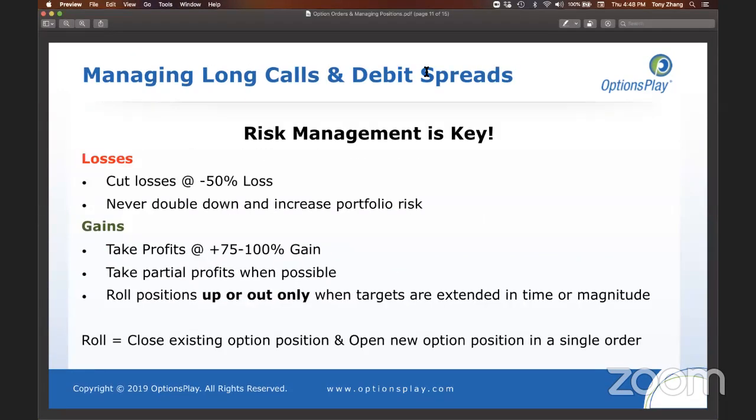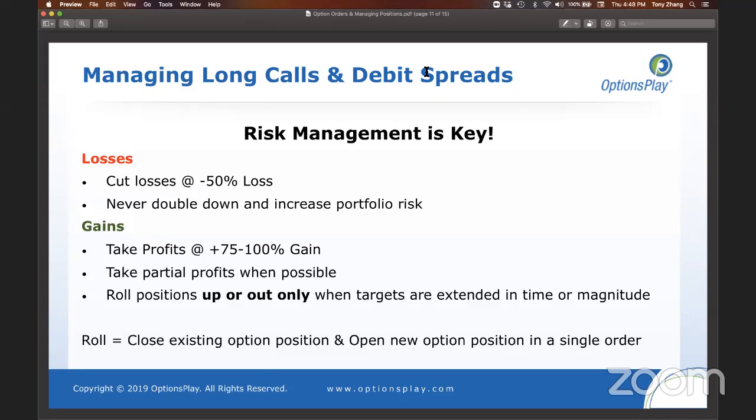Now let's talk about long calls and debit spreads. And the reason I'm talking about this strategy last is because this is one of the few strategies that may make sense where you do things beyond just the trade itself. So, a lot of times when we're buying a call option or buying a debit spread, we have a directional view on the underlying stock. So this is the strategy where we're buying the options.